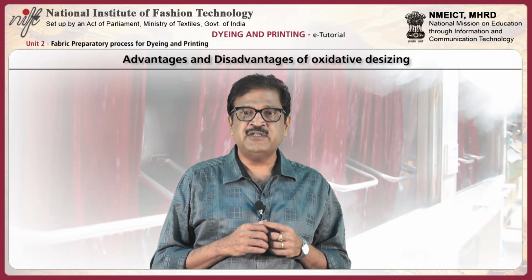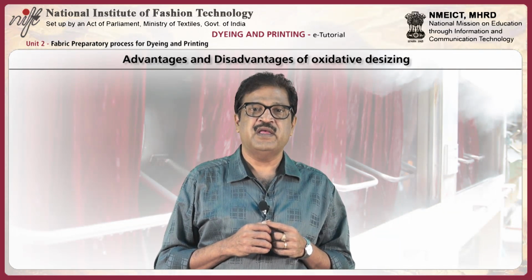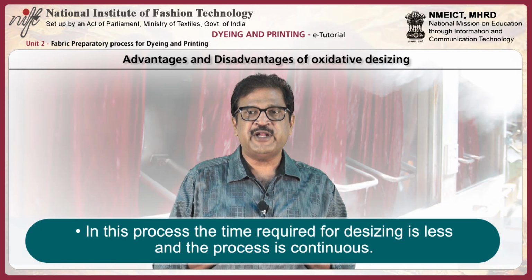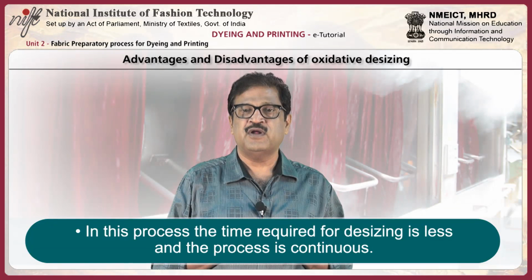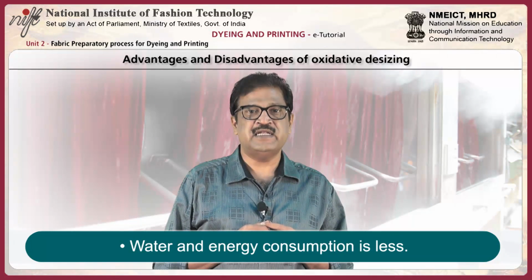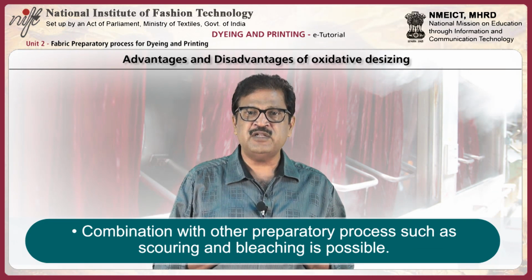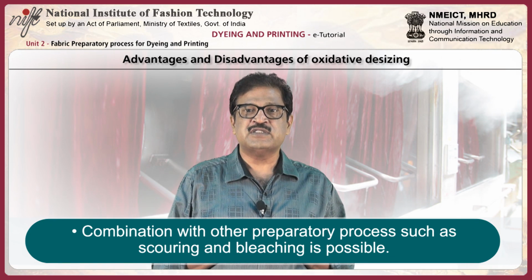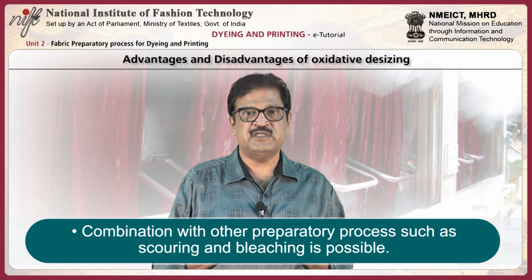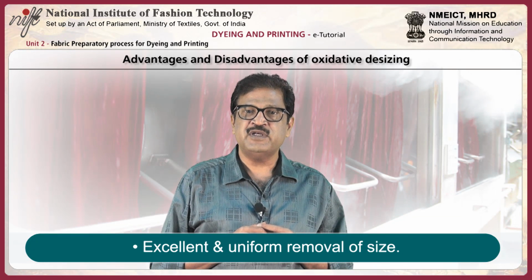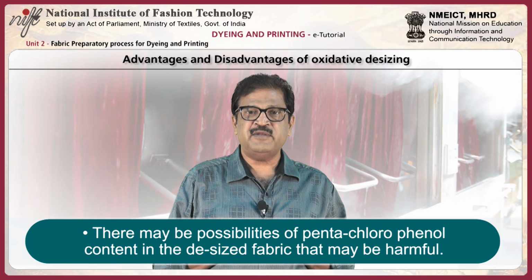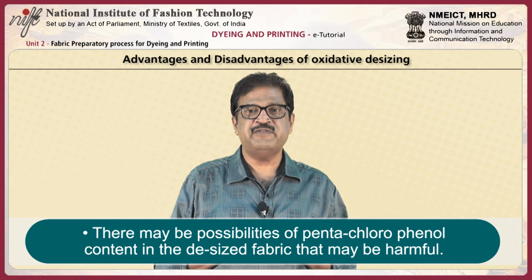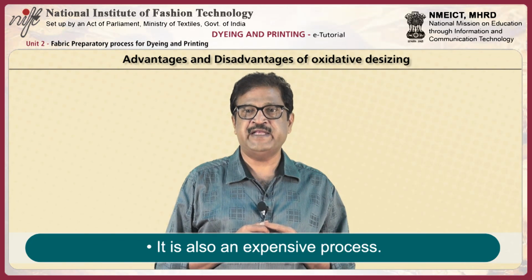Advantages and disadvantages of oxidative desizing. In this process, the time required for desizing is less and the process is continuous. Water and energy consumption is less. Combination with other preparatory processes such as scouring and bleaching is also possible. Excellent and uniform removal of starch materials. The disadvantages are there may be a possibility of pentachlorophenol content in the desized fabric that may be harmful. It is also an expensive process.